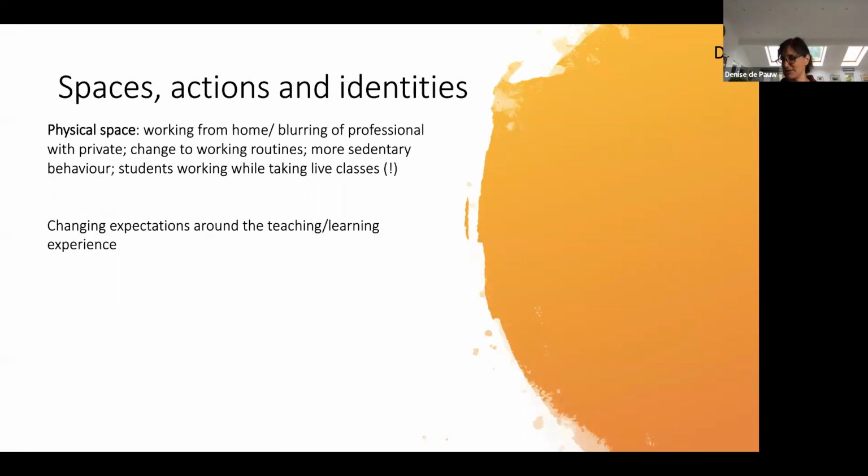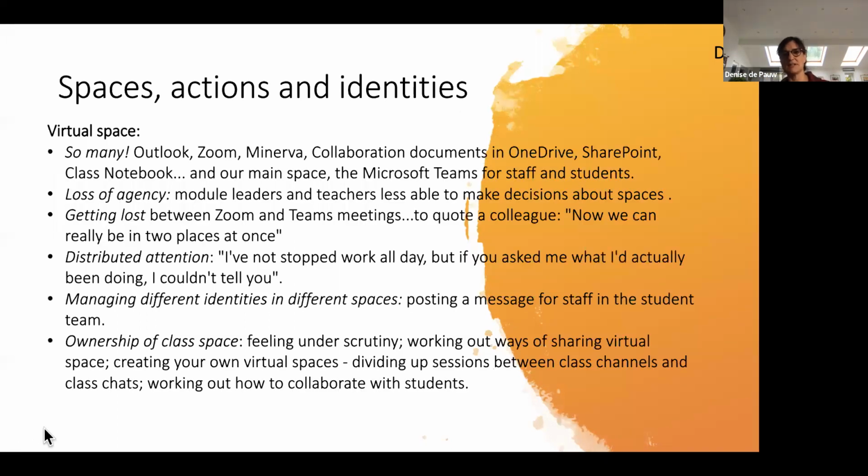Many of us experienced far more sedentary behaviour, being trapped at our keyboards and screens instead of walking around the campus. And also for students, I almost feel that they took advantage of us. We found, for example, that students were walking around outside while taking live classes, or they were at work, or in taxis or restaurants. So all kinds of possibilities emerged from that change in physical space. And that changed our expectations around the teaching and learning experience.